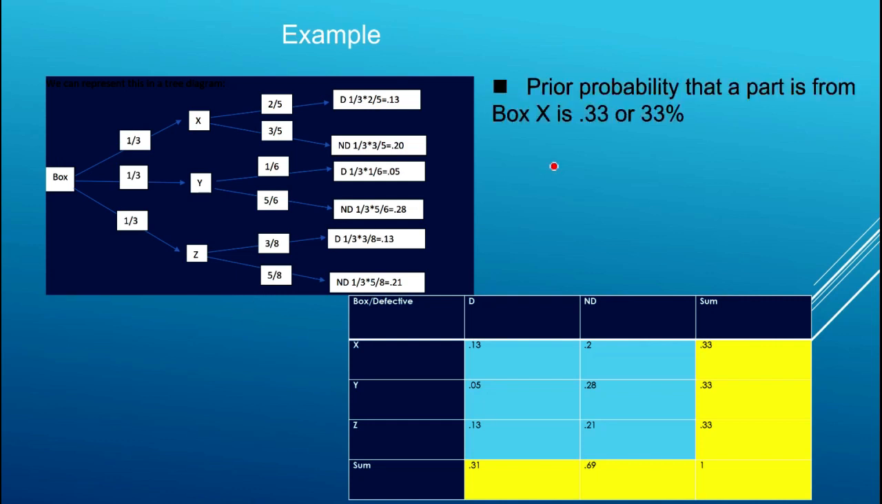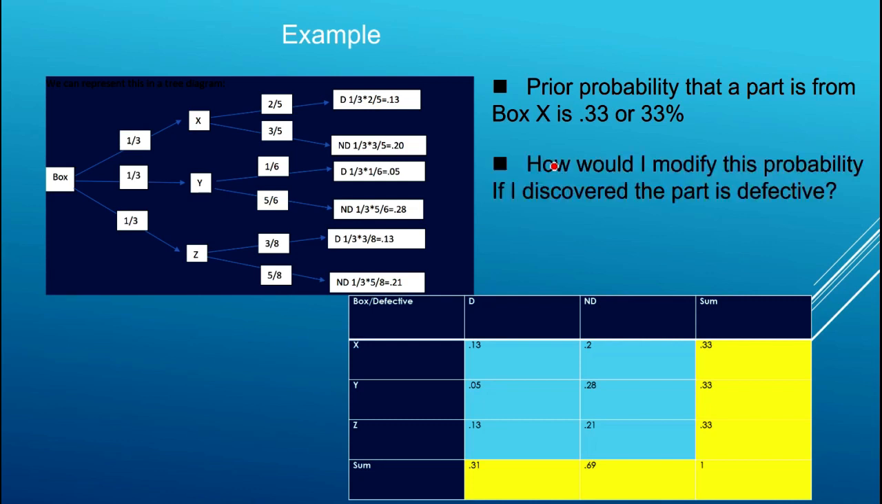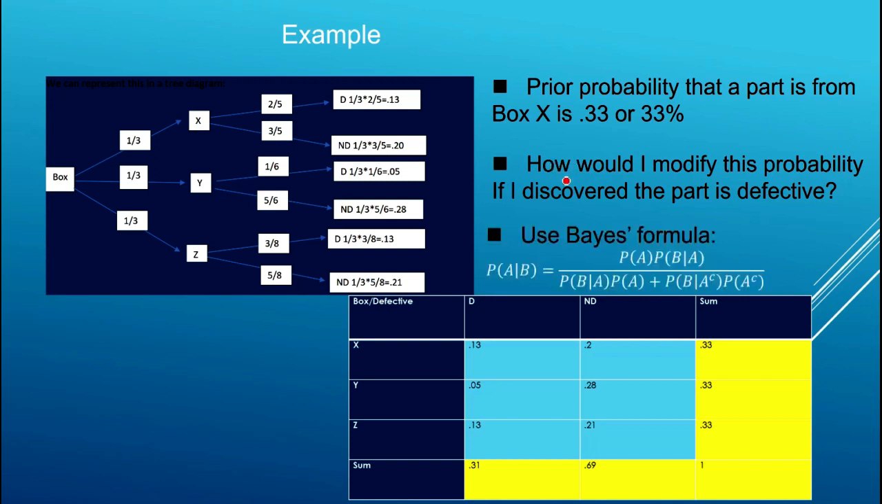Let's say that our prior probability that a part is from box X is equal to 33%. That seems to make sense since we're randomly selecting from 3 boxes. How do I modify this probability if I discover that the part is defective? Well, the answer really is nothing but a conditional probability.